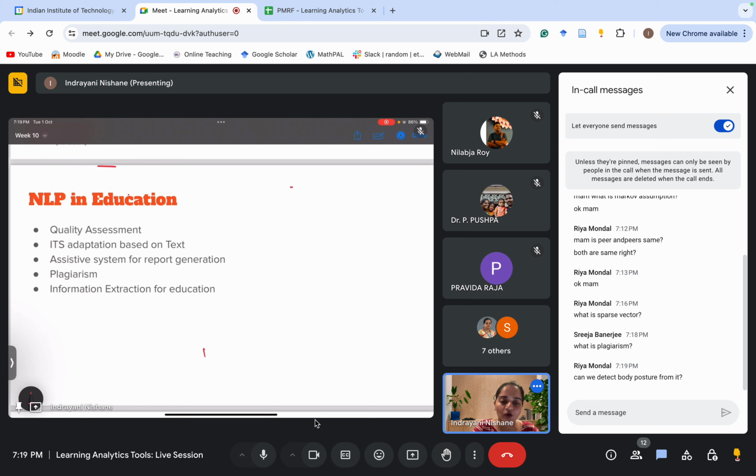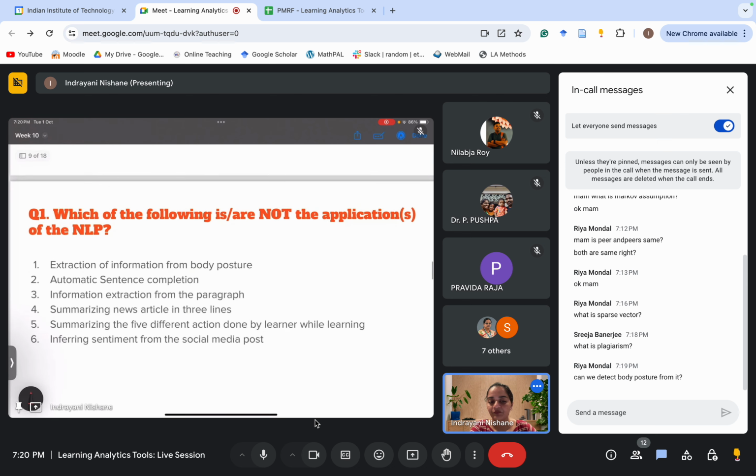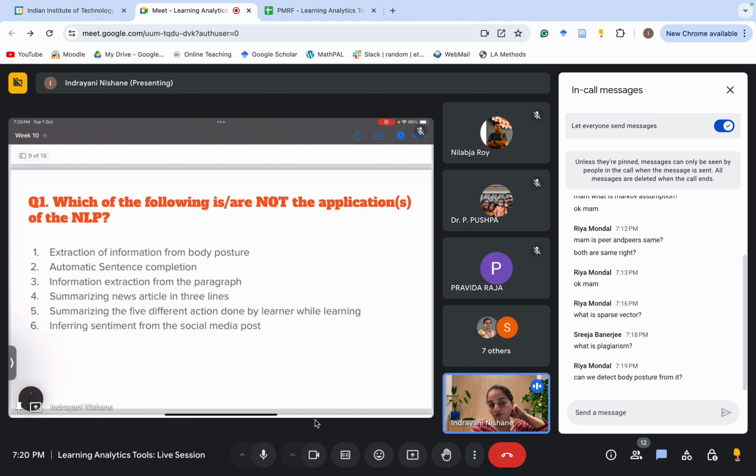We cannot detect body posture from NLP because, as the name suggests, it just deals with language, whereas body posture is part of computer vision. It is also one of the first questions: can we detect the body posture from it, was the question asked in the chat. So the question is, which of the following is not the application of NLP?